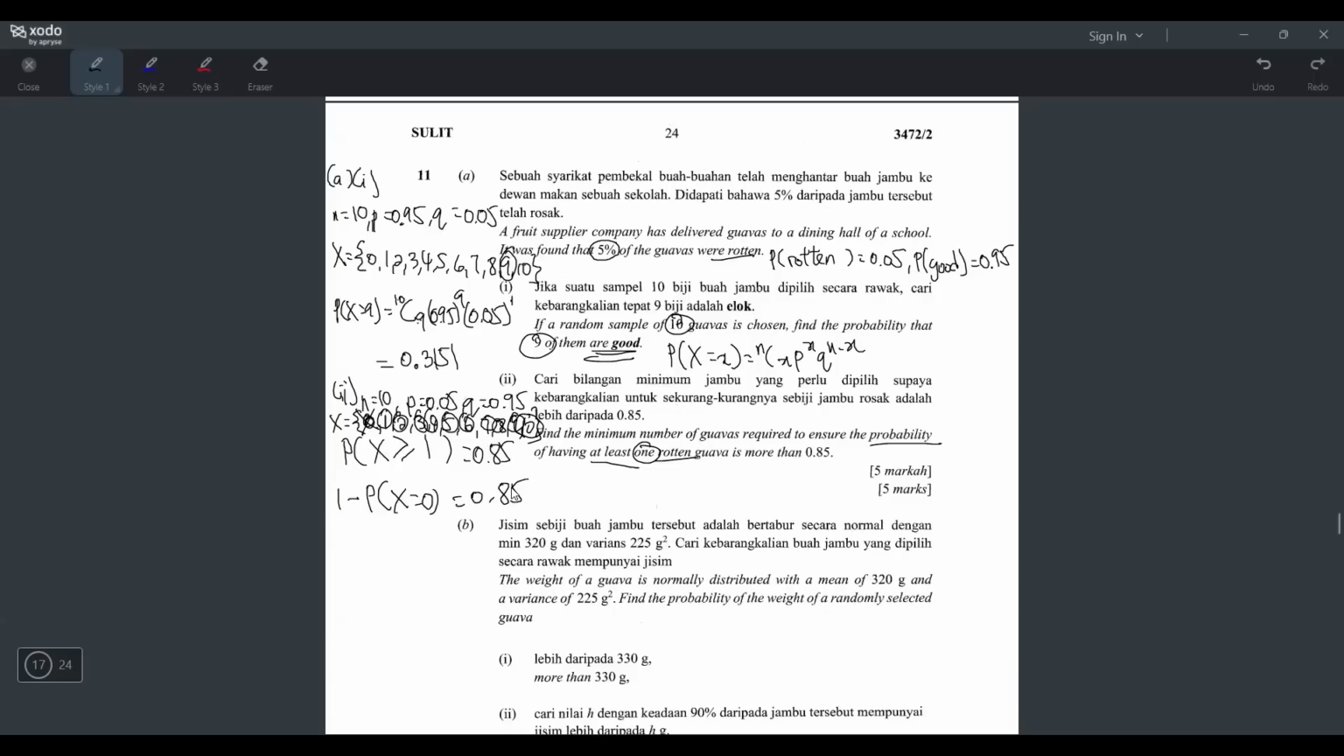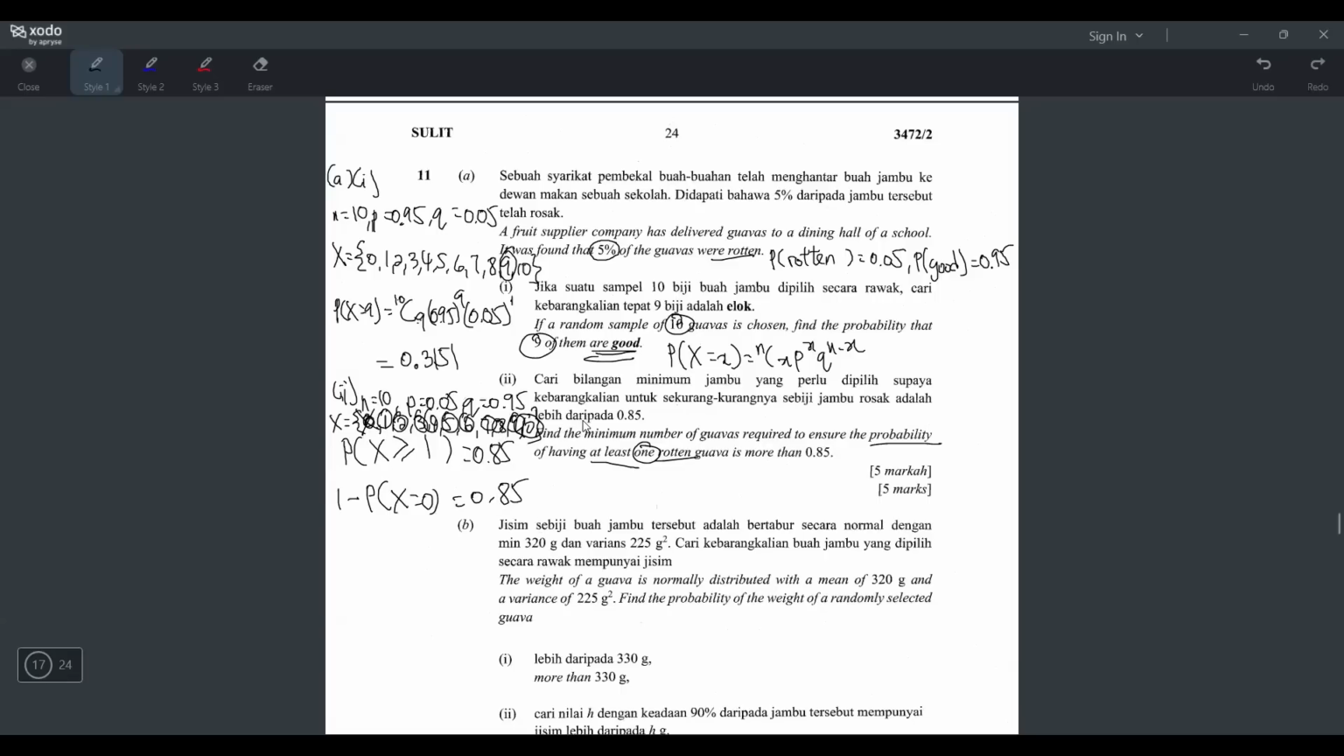Understand? Yeah, like this. So I repeat one more time. They want P(X) bigger or equals 1. It means they want the probability for 1 rotten, 2 rotten, 3 rotten until 10 rotten. So if you do like that, it's very slow. That's why I do it fast. I just take the total probability for everyone. So the total probability for everyone is 1, and then minus the 0, because that's the only one yang saya tak mau. So I minus the one to get the balance, and the balance probability is 0.85.